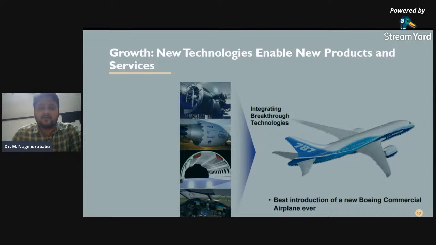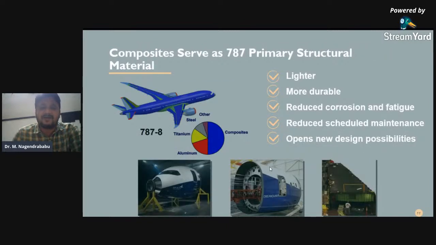So there is much more to discuss about this 787 Dreamliner. When you see this particular Dreamliner, it has the best introduction of the present era, that we can say. Like in the earlier one, I'm saying the 787 has better features compared to the other competitors in the market. So what made it special is all about the composites that are used in it.